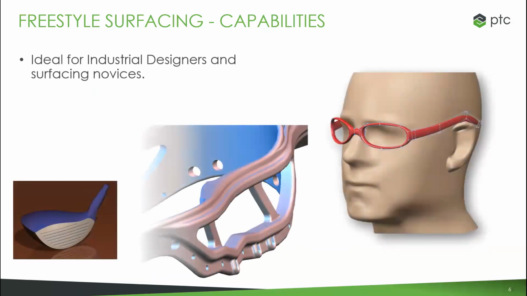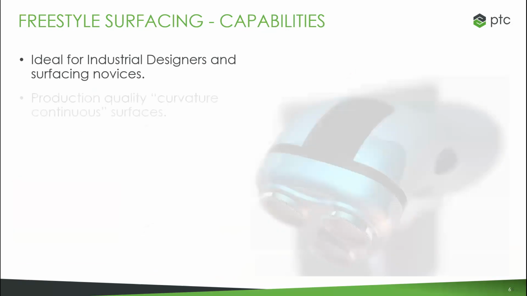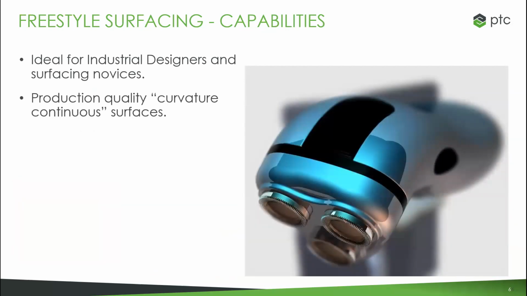And it's really ideal for, first and foremost, your industrial designers, but also surfacing novices, because maybe you're a great CAD designer, but not necessarily a surfacing expert. Well, you don't necessarily have to be. You can go through and still get a lot of those great capabilities. And everything that you're building out is still going to be what we would call production quality, or curvature continuous. It means that Creo is not going to build out something that wouldn't be able to be manufactured. You're still going to be able to get to standalone manufacturable parts that you don't have to send off to someone else to go through and fix it up or anything. It's going to be ready to go.